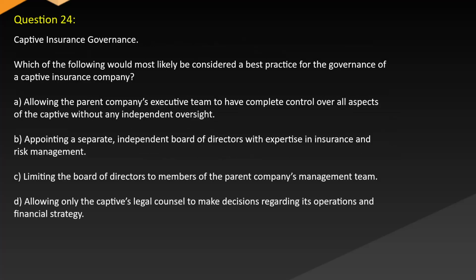Question 24. Captive insurance governance. Which of the following would most likely be considered a best practice for the governance of a captive insurance company? A. Allowing the parent company's executive team to have complete control over all aspects of the captive without any independent oversight. B. Appointing a separate, independent board of directors with expertise in insurance and risk management. C. Limiting the board of directors to members of the parent company's management team. D. Allowing only the captive's legal counsel to make decisions regarding its operations and financial strategy.